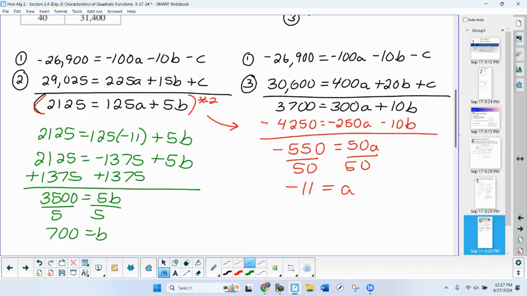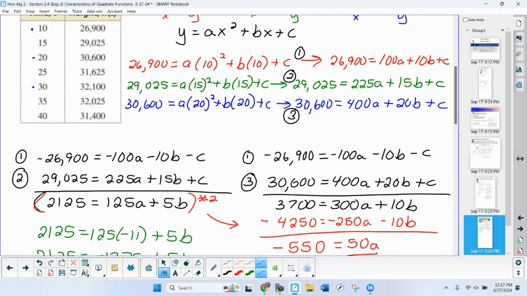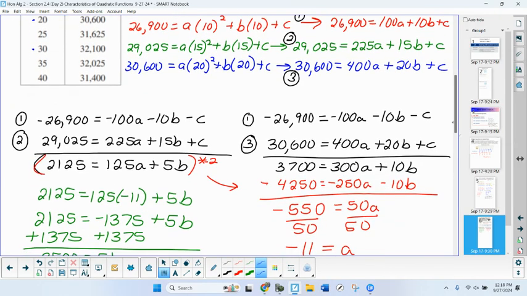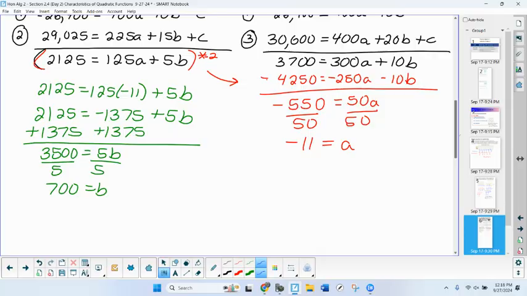Okay, we doing good so far? How do we find C? Go back into one of the three equations at the top. Which one do you guys want to go into at the top? 1. So you guys had 2,600. That was that one top one. Okay. So 2,600. Not 26. Sorry, 26,900 equals 100 times A plus 10 times B plus C.